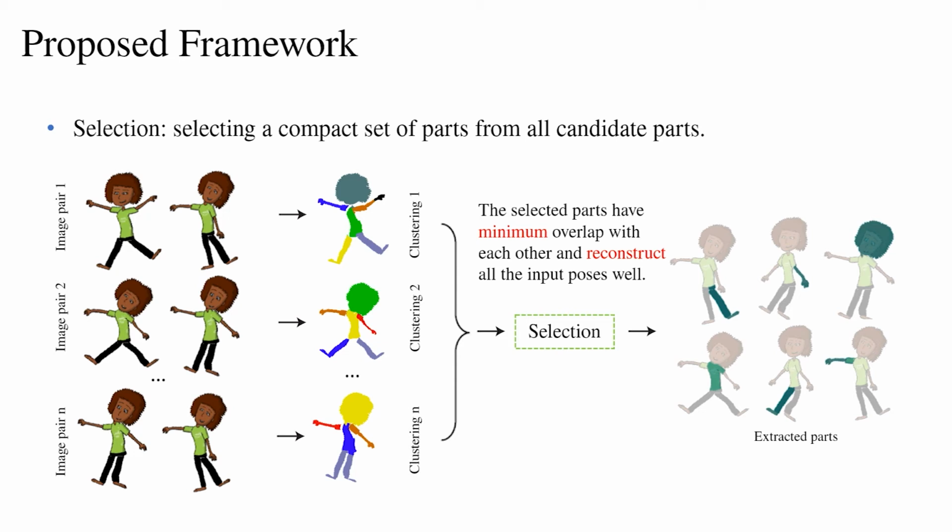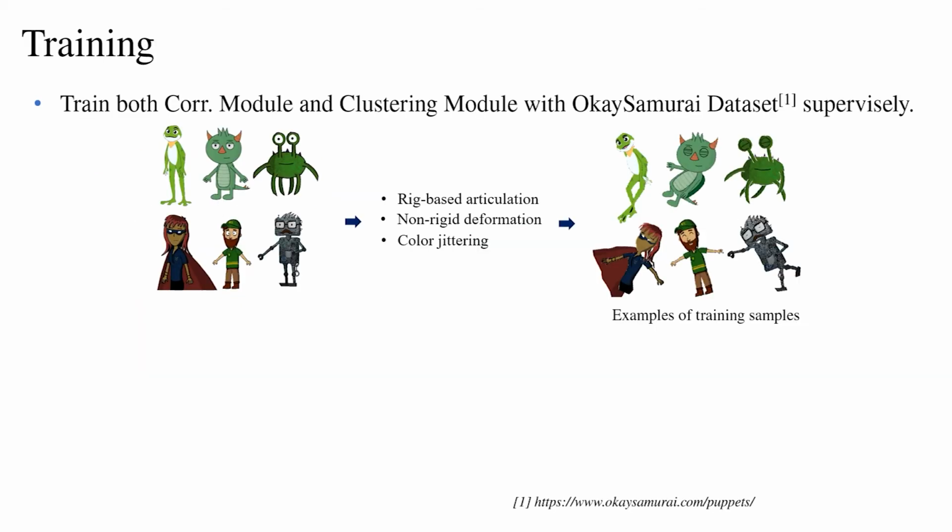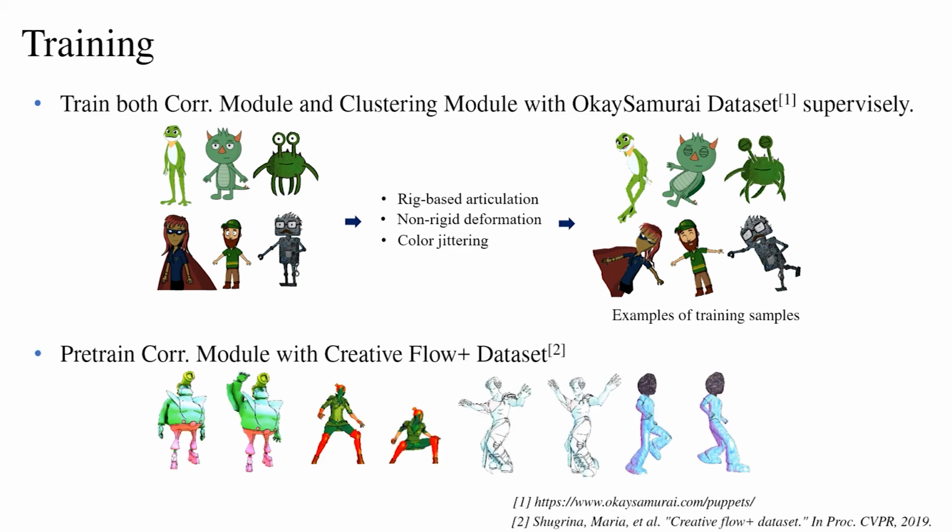The networks of our method are trained in a supervised manner, with synthetic data using the puppets provided on the OkaySamurai website. Since the correspondence module is appearance sensitive, we first pre-train it with a larger dataset called Created Flow Plus, which has ground truth pixel correspondence annotation.